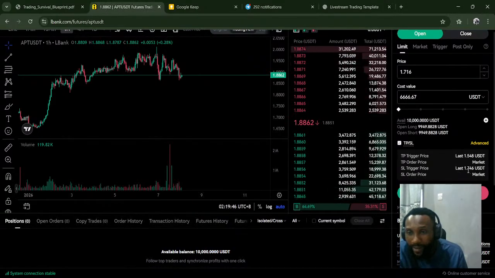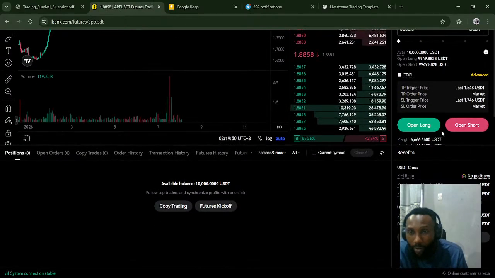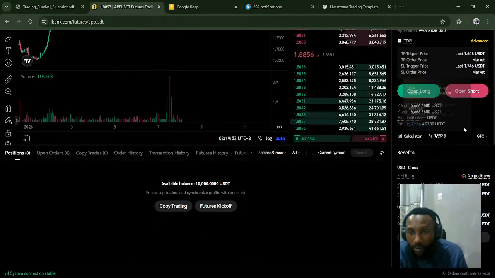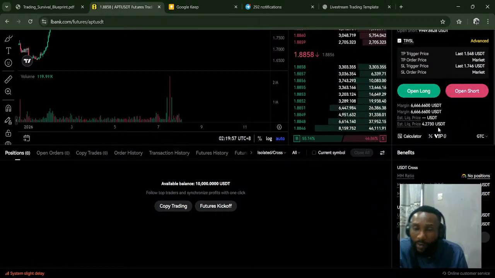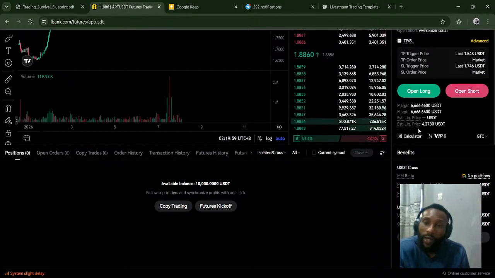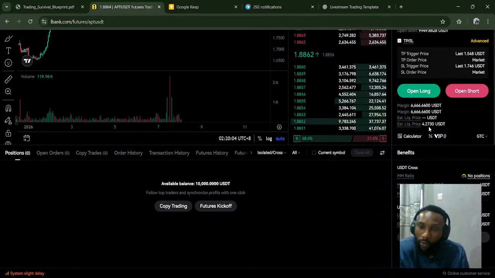SL. Your last SL is 1.746, and down here is our estimated liquidation price. Sorry, let's come out. Our estimated liquidation price is 4.2730. So you will get liquidated when price reaches this region. When price reaches this 4.270, that is when you get liquidated. But if before you get liquidated, you get to this region, you should have hit your stop loss. And that's why the stop loss is very important. So when it hits your stop loss at 1.746, you lose only that $100 that was showing that time.